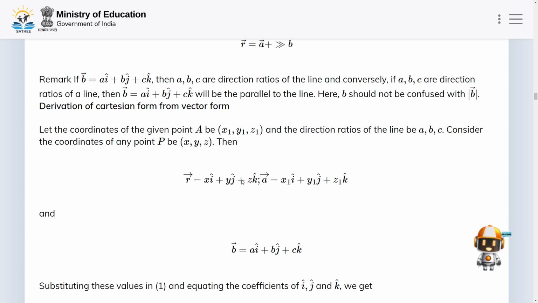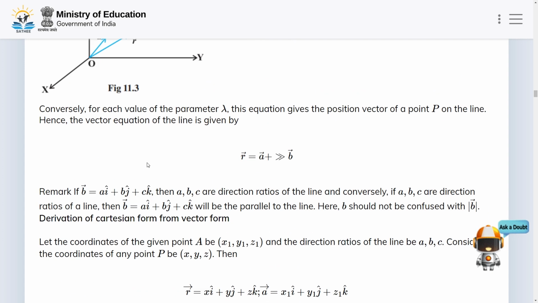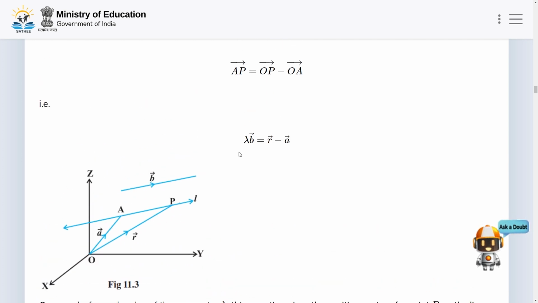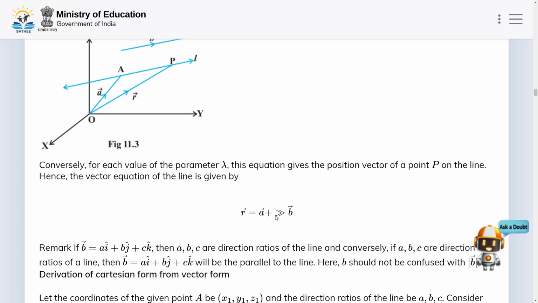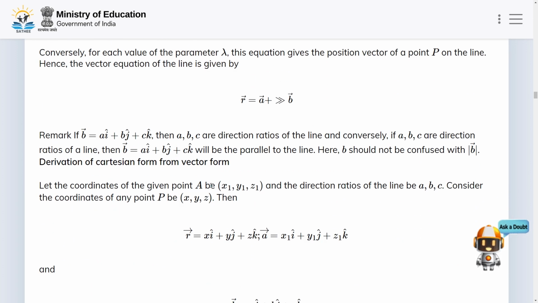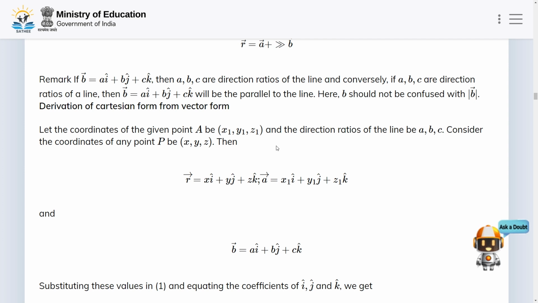Now we will see how we can derive the Cartesian form from the vector form. I hope the above is very clear. So r will be a plus lambda b. This is what is already written. This sign must not be there; here it must be lambda, not this sign. Sorry for that, this is a little error. Now I hope it is clear.